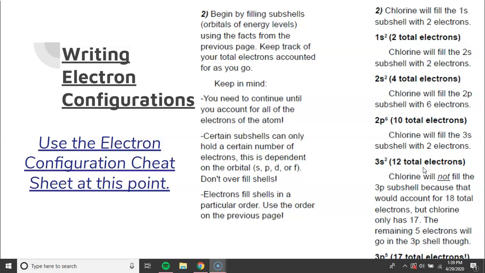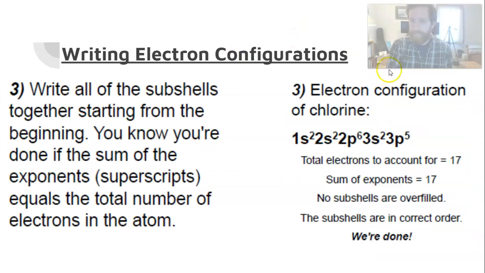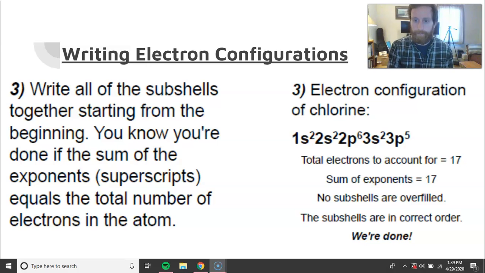So the final step here, see if I can put myself back in the shot. Maybe I just reappeared. Step 3 is to write all of the subshells, the energy levels with their orbitals, together, starting from the beginning and including those exponents that you came up with as you went through the list. You know you're done if the sum of the exponents equals the total number of electrons in the atom.